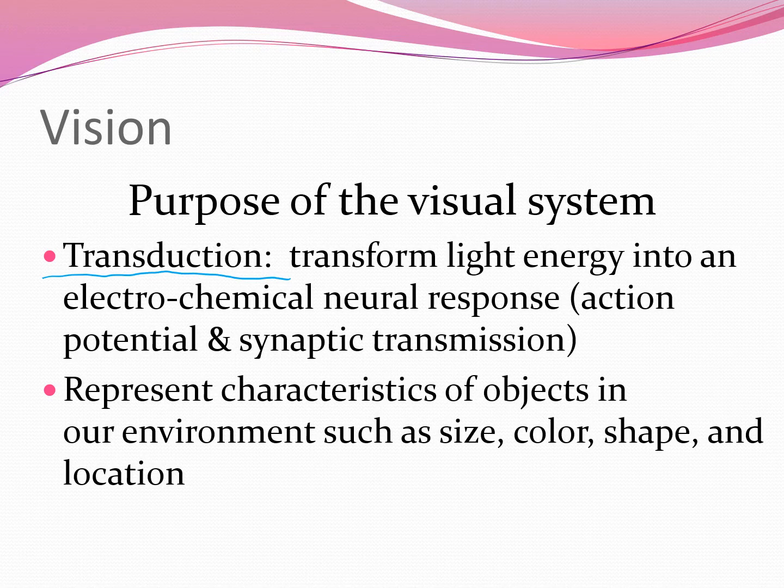And that's called transduction. So remember, it happens in your eye, we're going to talk about in a second, that's in the retina. And remember, in the ear, it happens in your cochlea. Two important things to know. And so the purpose of the visual system, like we said, is to represent characteristics of objects in our environment, such as size, color, shape, and location. But you can't do that without transduction, right? If in the eye we're not changing that wave into an electrical impulse that your brain can understand, then we wouldn't be able to see.